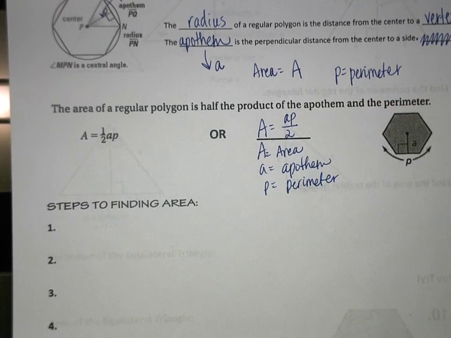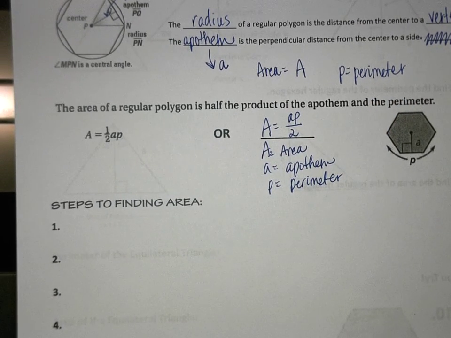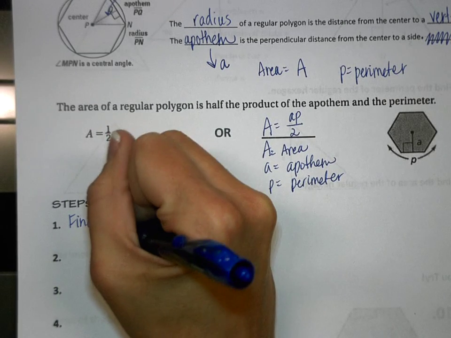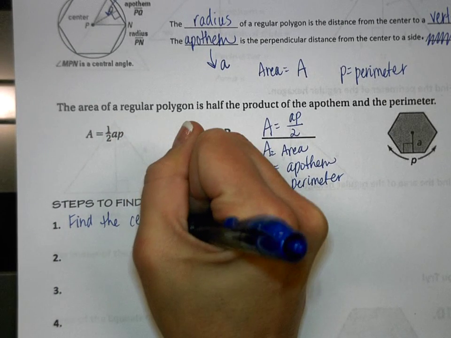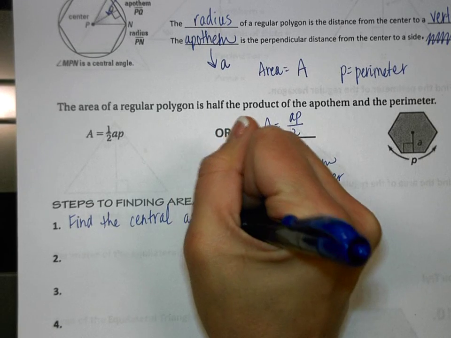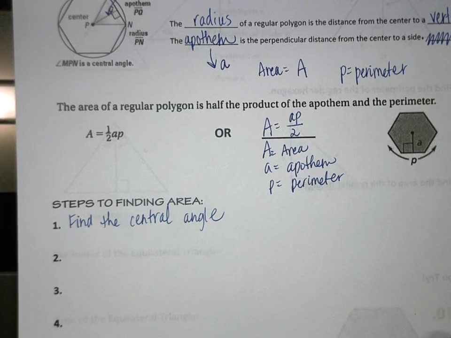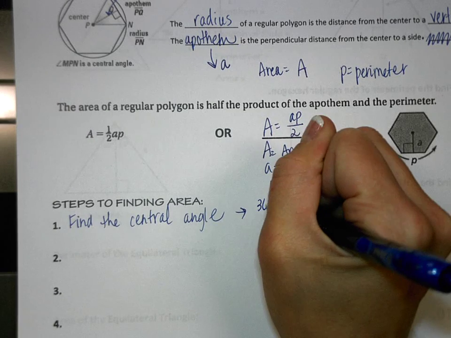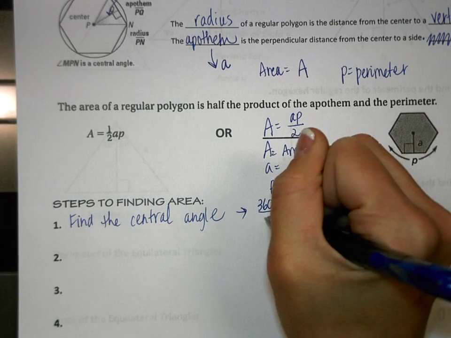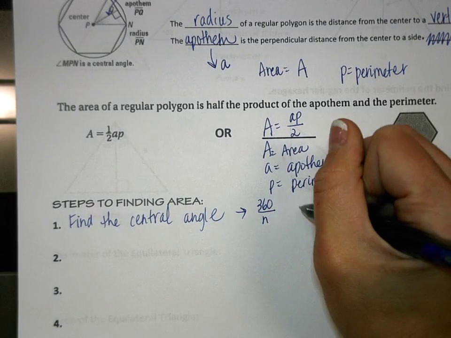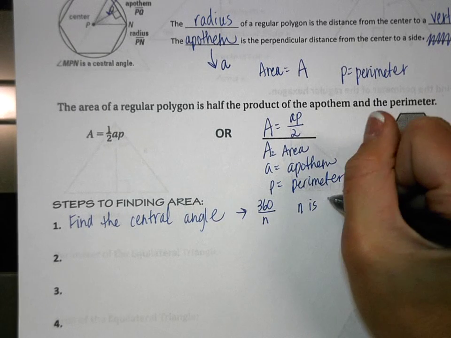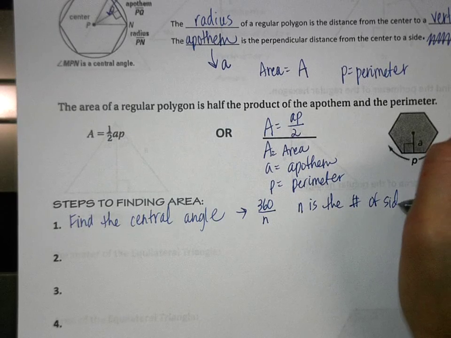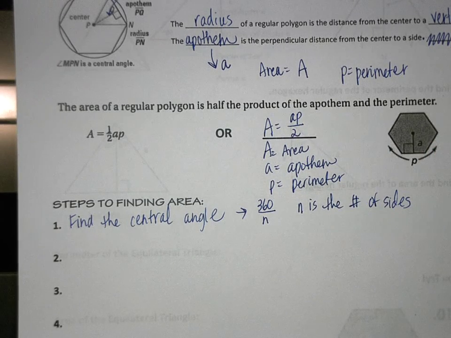Okay, steps to finding the area. The first thing you need to do is to find the central angle. Okay, the way that you find the central angle is by taking 360 degrees divided by n. And n represents the number of sides. Okay.